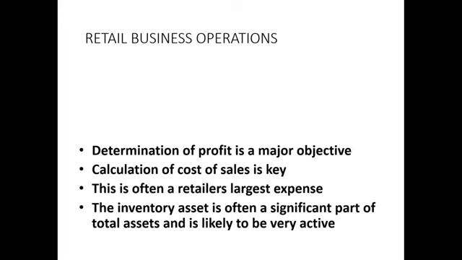So the main part of retail business operation for accounting is we're going to determine the profit. In order to determine the profit, we need to determine the cost of sale. The cost of sales will be the biggest portion of the expense in retail business. And also finally is your inventory balance at the end of accounting period.